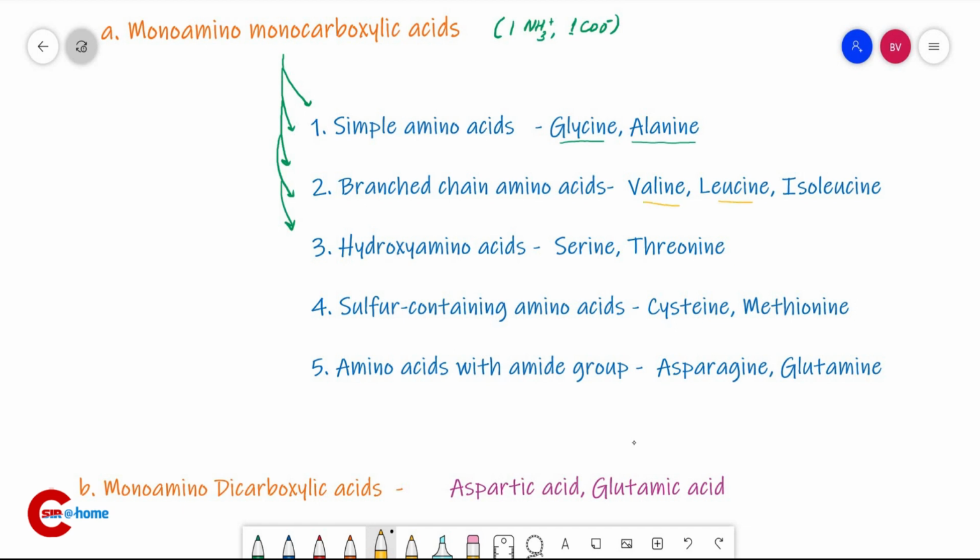Then branched chain amino acids. Here it includes valine, leucine, and isoleucine. These 3 amino acids come under branched chain amino acids. Then hydroxy amino acids.